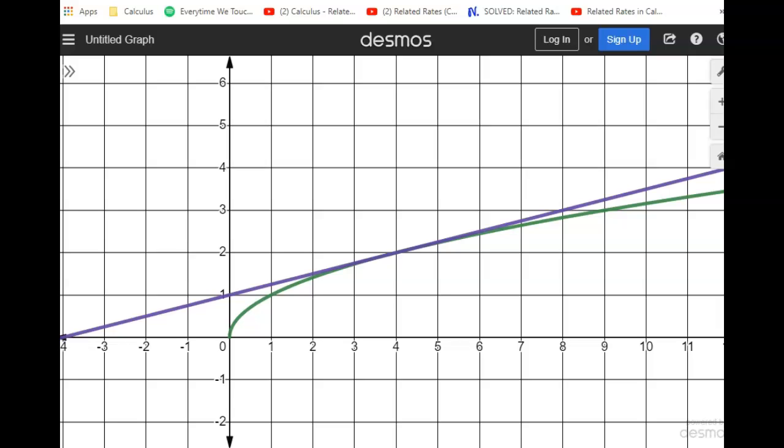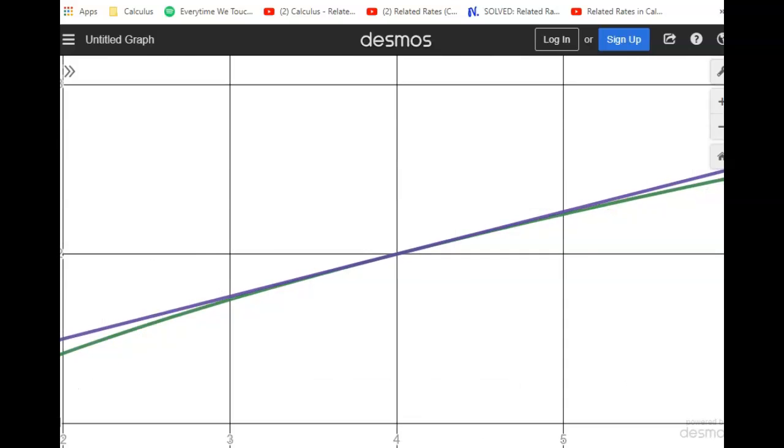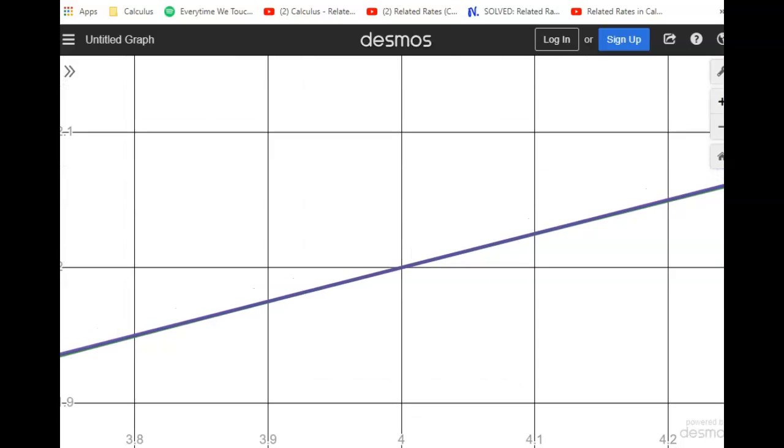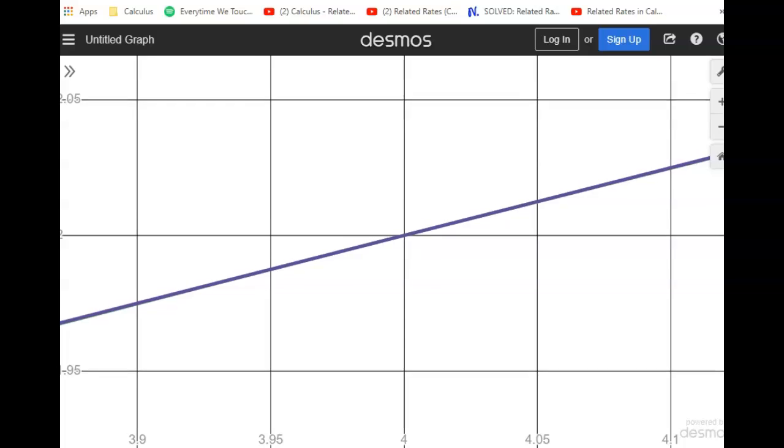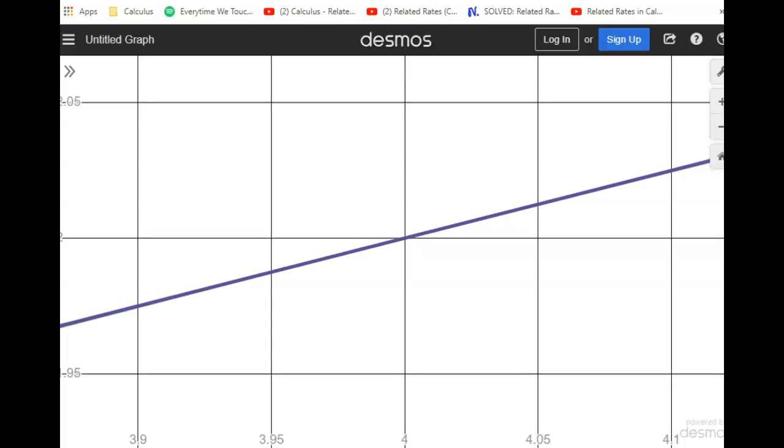If we zoom in really, really far, farther than I was, so it doesn't look like a curve, they look like the exact same thing, right? So not just at 4, but really, really close to 4, whatever that tangent line is, it's a pretty good approximation for the value of the function as well. Would you agree with that?